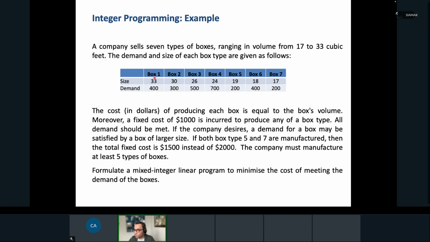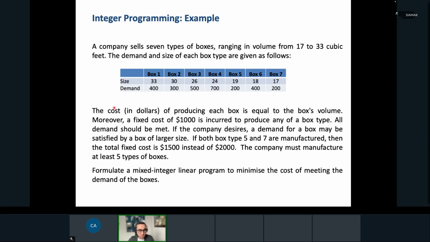You can see that the boxes are ordered in a non-increasing order of the sizes. So we start from 33, go to 30, 26, 24, 19, 18, and 17. And demands are given, so demands are independent from the order of the sizes. The cost in dollars of producing each box is equal to the box's volume. So for instance, for box 1, the cost of producing this box is equal to 33, which is its size.